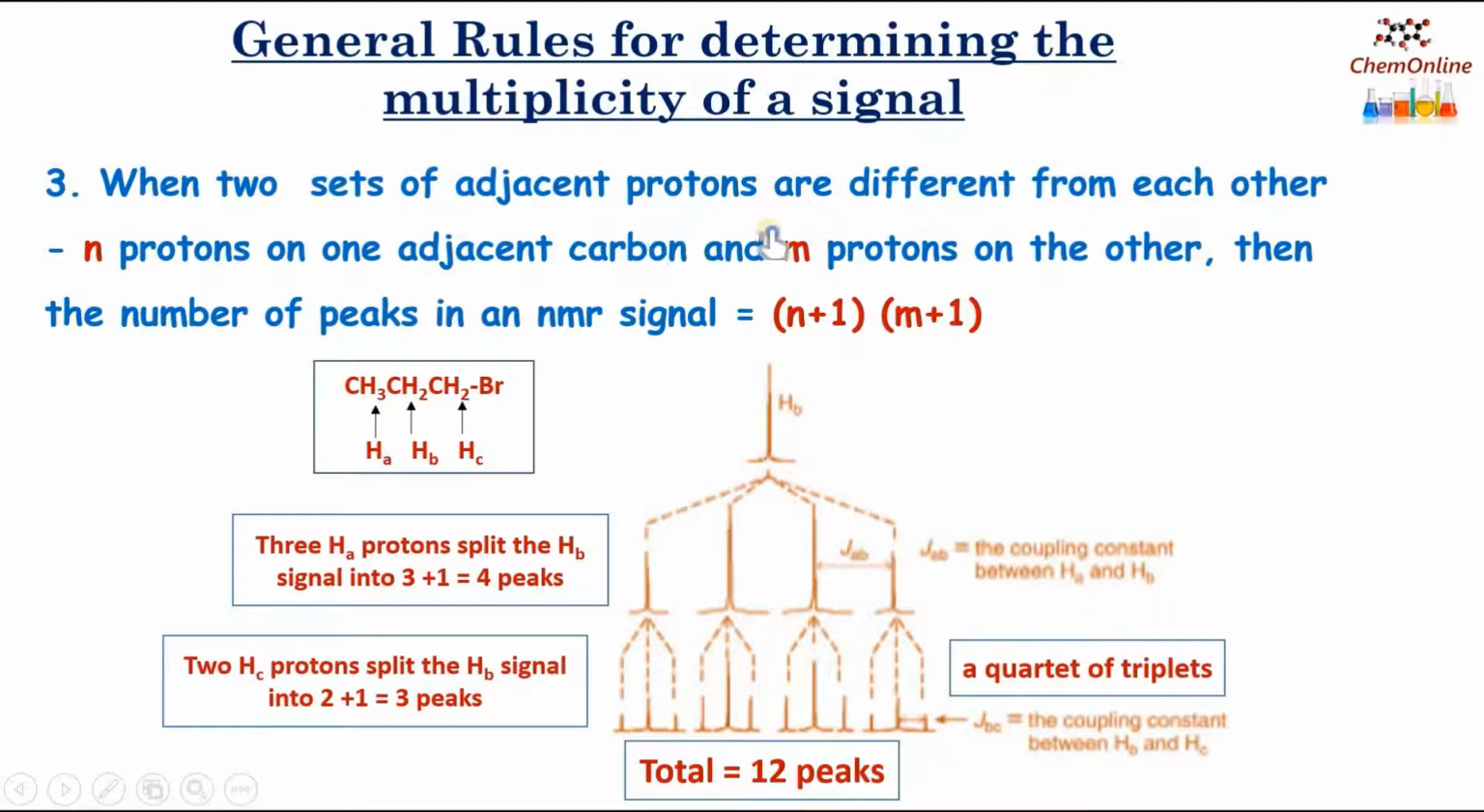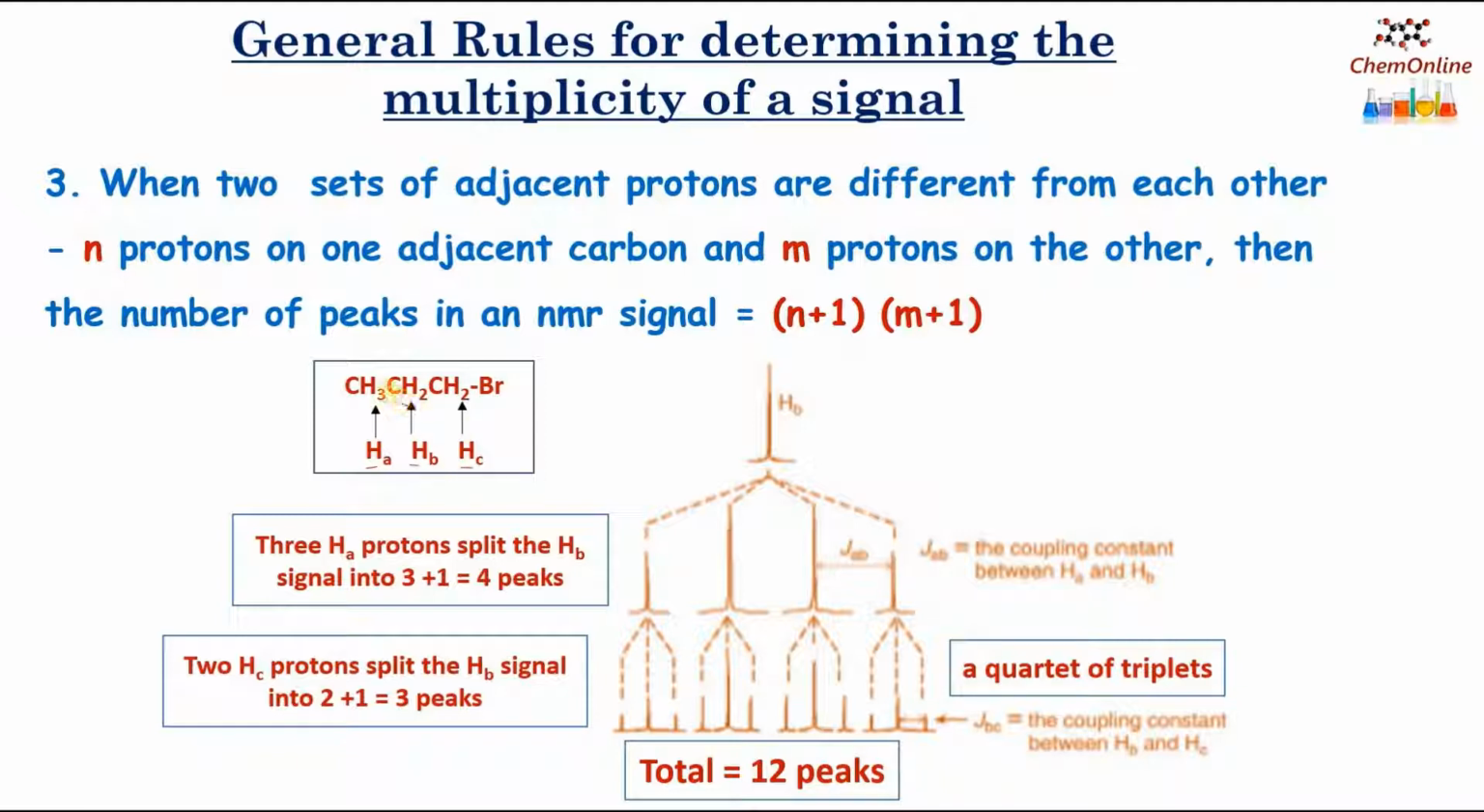Now, when 2 sets of adjacent protons are different from each other, that is, if we have n protons on one adjacent carbon and m protons on the other, then the number of peaks in an NMR signal will be equal to n plus 1 times m plus 1. So consider this example, CH3, CH2, CH2, Br. The CH3 protons are marked HA, the CH2 protons are marked HB, and the next CH2 protons attached to bromine are marked HC.